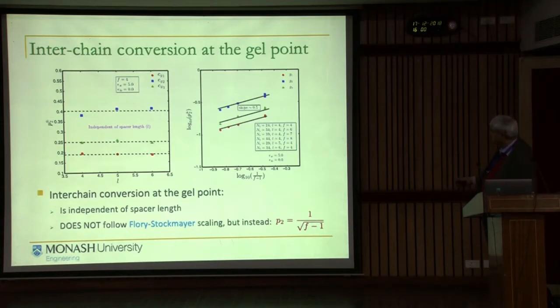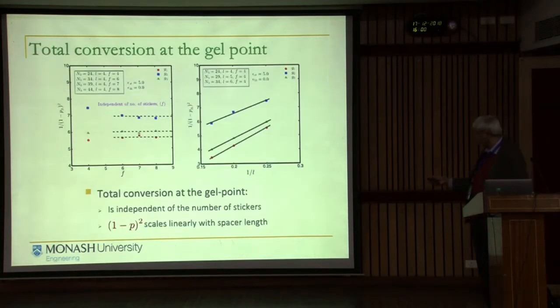And our simulations are suggesting it's not going as 1 over F minus 1, but rather 1 over square root of F minus 1. And similarly, if you look at this total conversion, and this is the expression that appears in the scaling expression, 1 over 1 minus p squared. Again, this is independent of the number of stickers for large enough chains, but it scales linearly, or 1 over 1 minus p squared goes as 1 over L in terms of the spacer length.